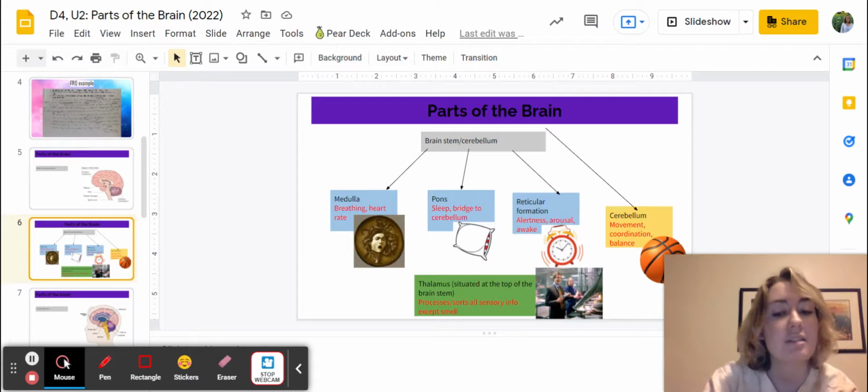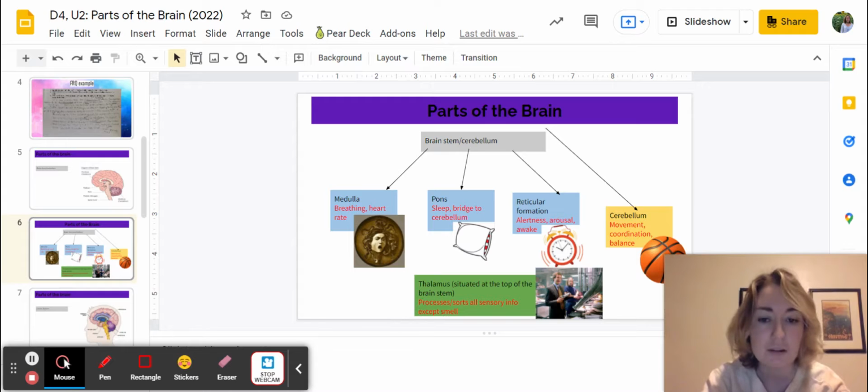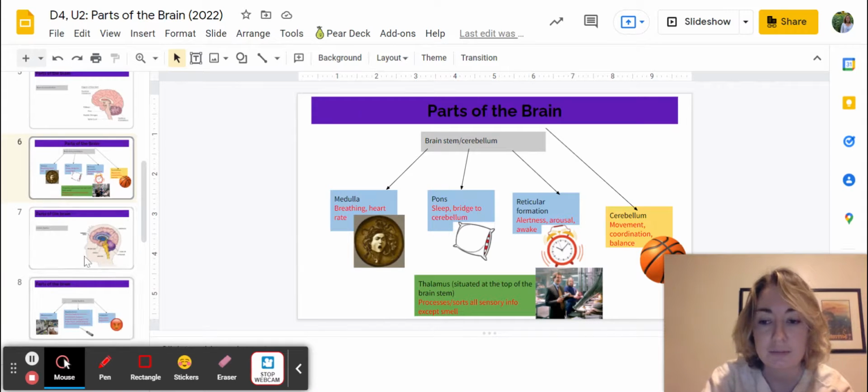I will put in here that it processes everything except smell. That's really important to note. For some reason, smell just goes straight to the olfactory bulb and doesn't take a pit stop in the thalamus. All other senses do go to the thalamus.